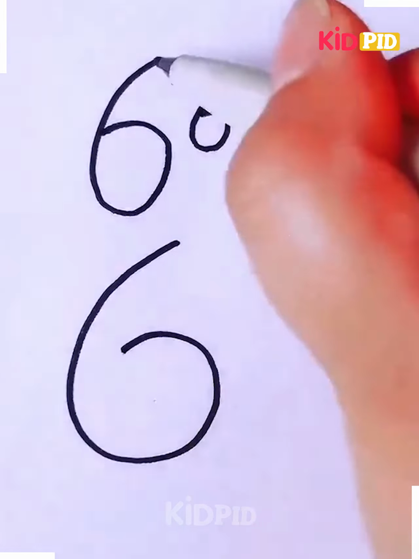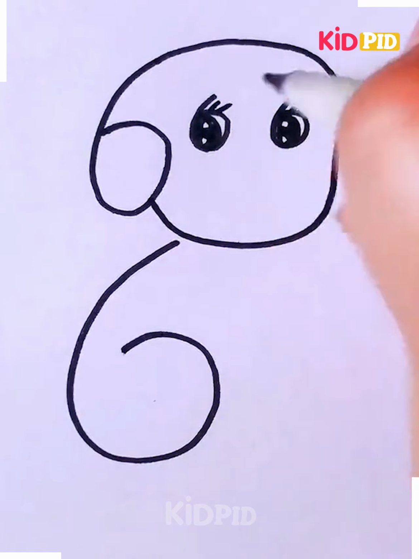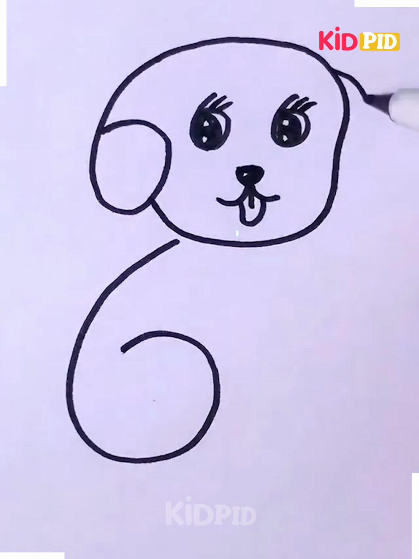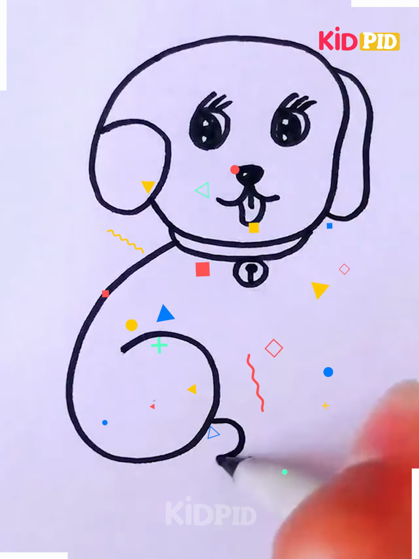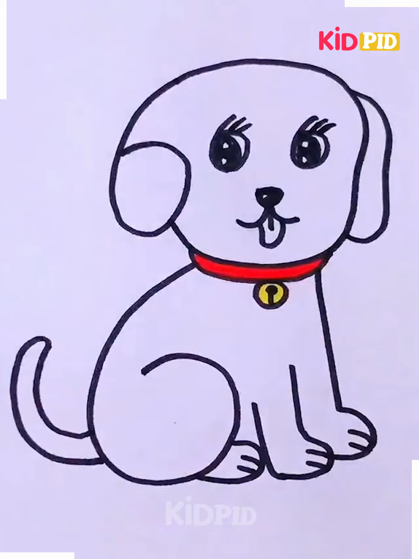This is the picture of a puppy, a small baby dog, by the way. So this puppy also has a bell on its neck. And we only give color to the bell.